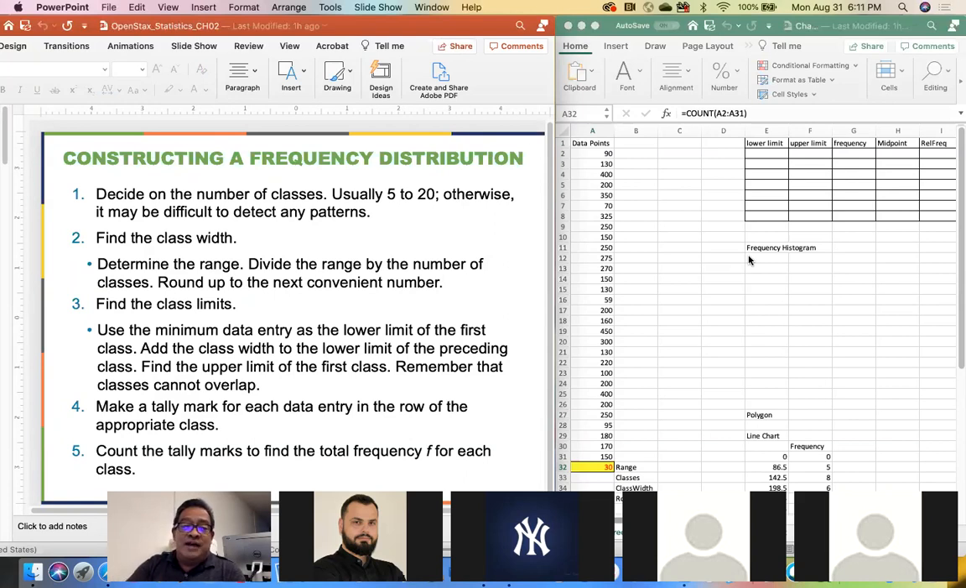If you have fewer than 5, it's going to be very difficult to determine any trend or pattern. If we have more than 20, we're probably going to make so many divisions that it will be very difficult for me to explain the purpose of this table. Once we determine the number of classes, this number is determined by the researcher.